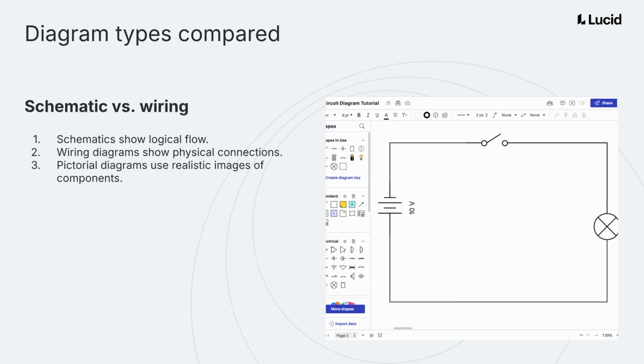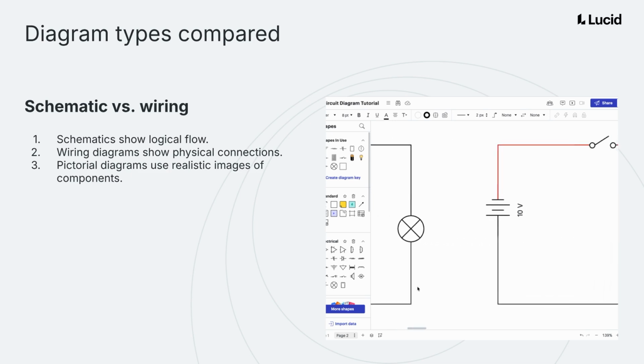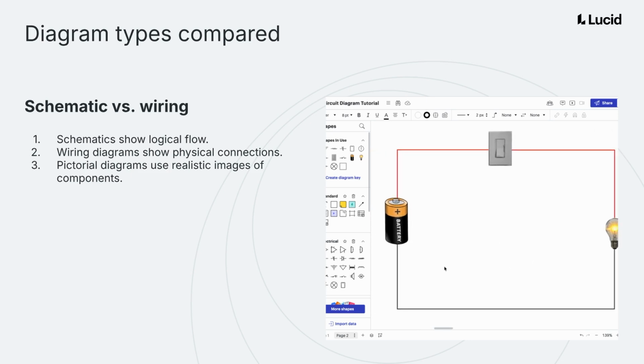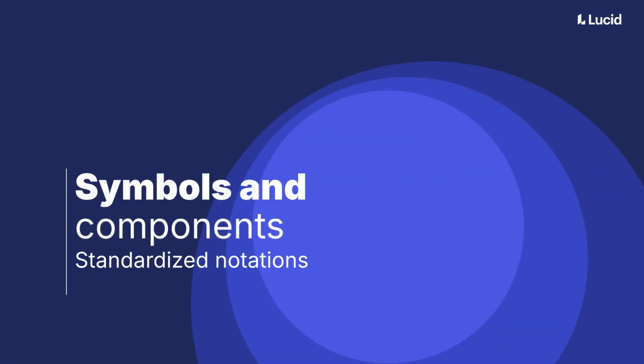When comparing schematic versus wiring versus pictorial diagrams, remember that schematics focus on logic. Wiring diagrams show physical placement, while pictorial diagrams use lifelike images for beginners. To build an accurate diagram, you need to understand the standard language of electronics.